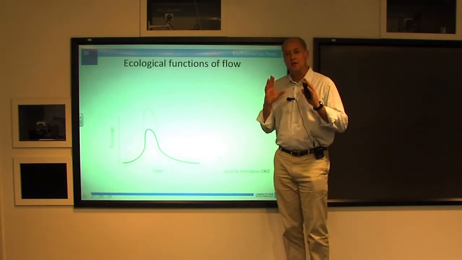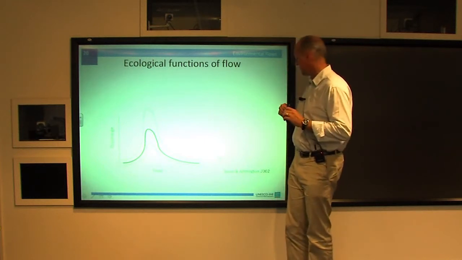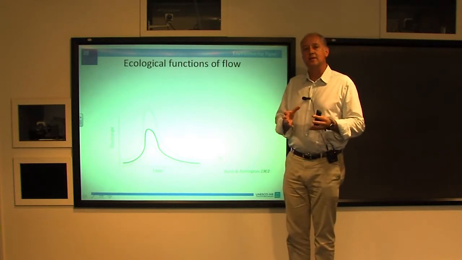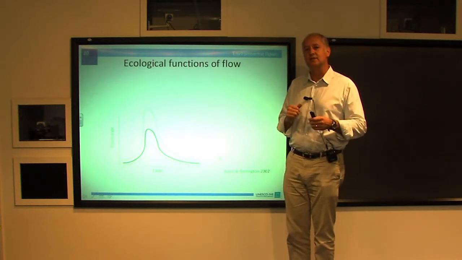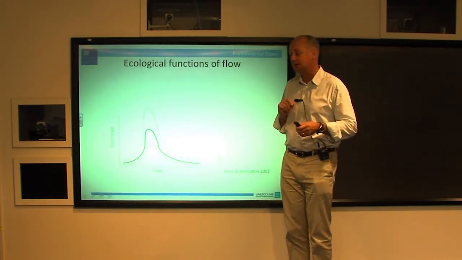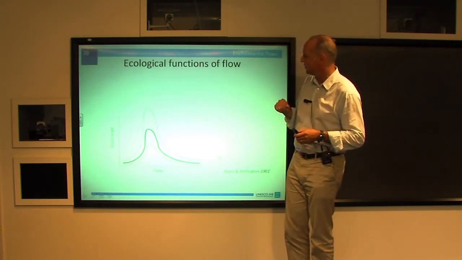Now, two scientists from Australia, Stuart Bunn and Angela Arthington, have organized the various ways that flow influences ecology into 4 simple principles that I'd like to present quickly now, and it's also available in your reading.